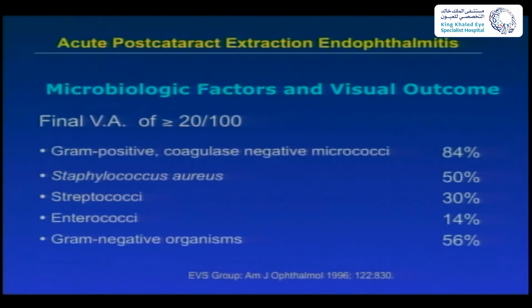And what were the microbiologic factors related to visual outcome? The best outcome was reported in patients with gram-positive coagulase-negative staphylococci. This is understood because this bacterium, as I said, is not virulent. Followed by Staph aureus. With Streptococcus, only 30% achieved a good outcome.